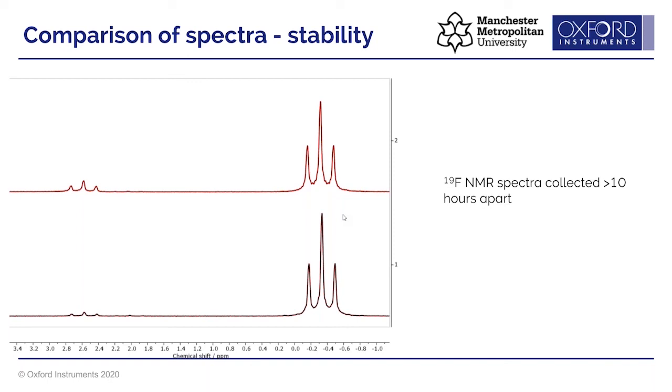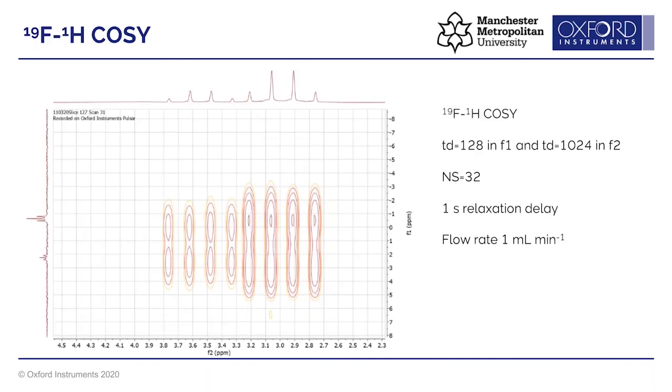In terms of actually getting some 2D spectra using fluorine, I've got an example here of some fluorine-proton COSY. We can see the actual effect of why we might want to use fluorine, because if you look in the F2 direction, we can see the two CH2s and how close again they are in terms of chemical shift. And we can also see how nicely resolved the two fluorine-19 environments are in the F1.